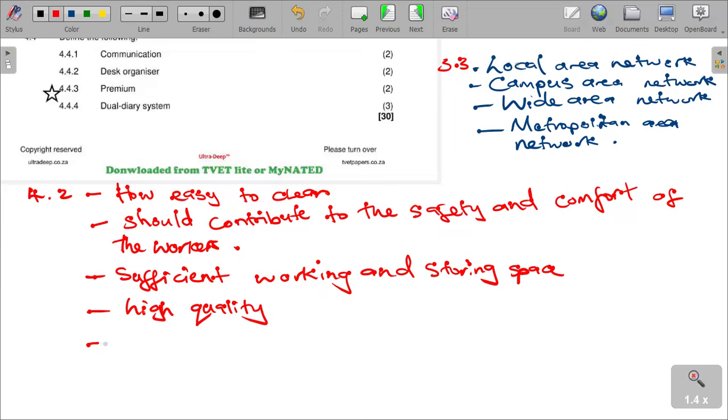Right. So it must fit in the existing furniture and equipment in the office.